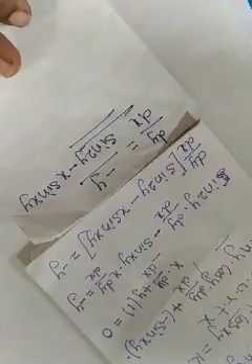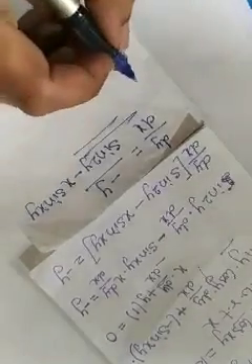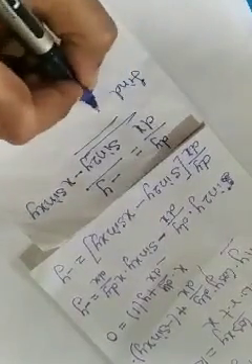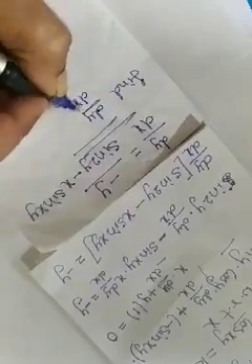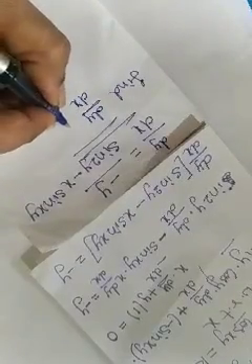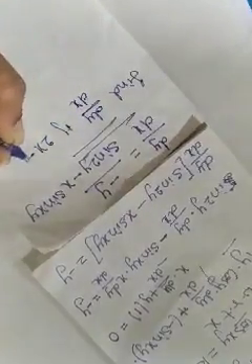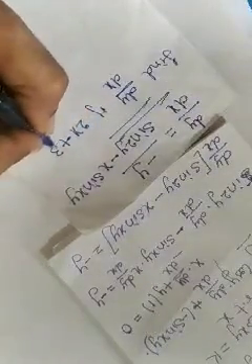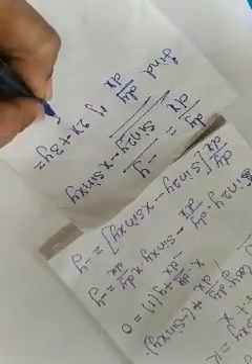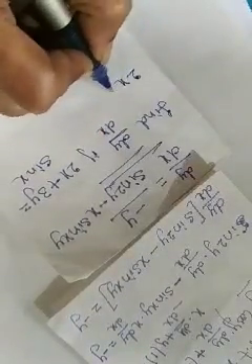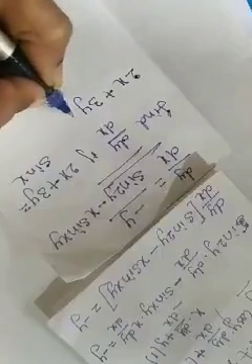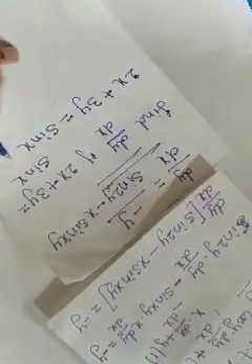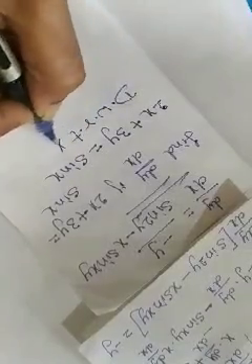Next, find dy by dx if 2x plus 3y is equal to sin x. Read the question: 2x plus 3y equals sin x. Differentiate with respect to x.